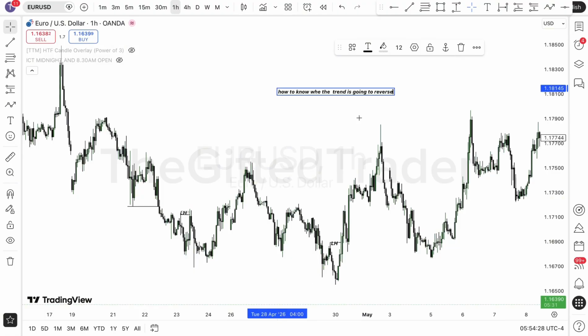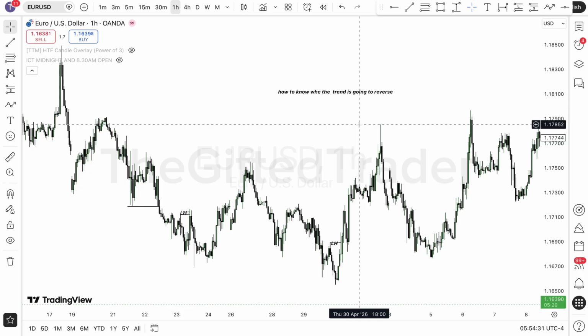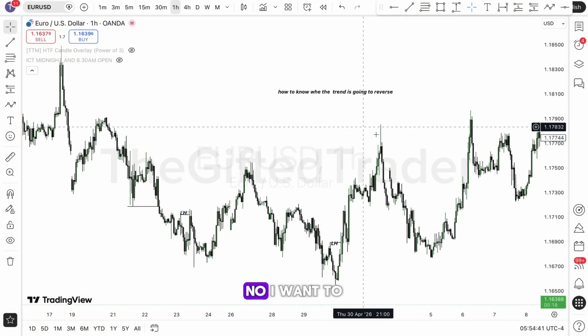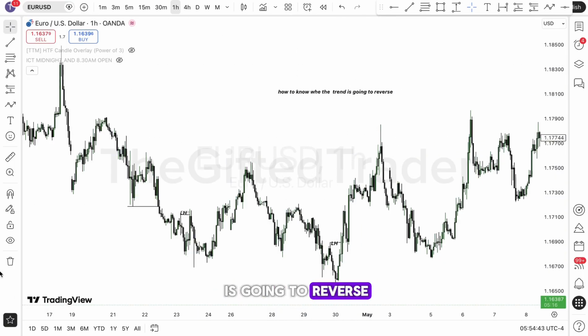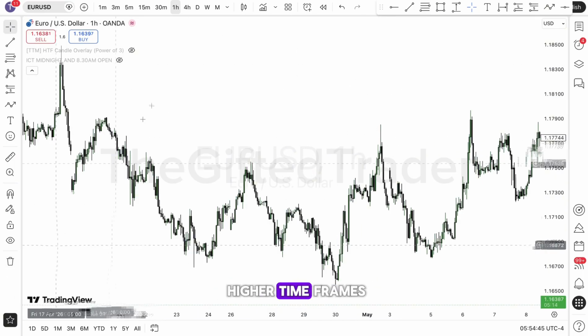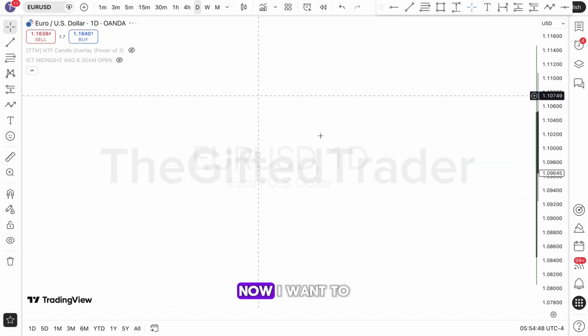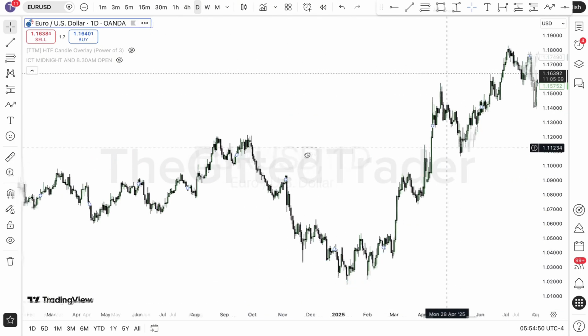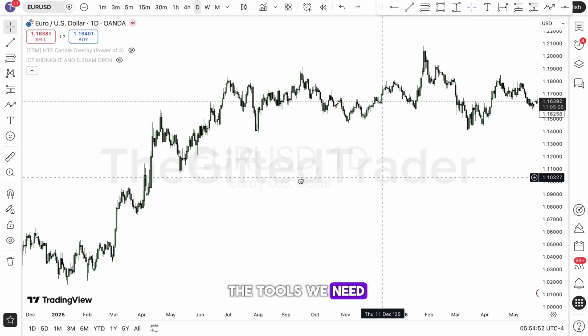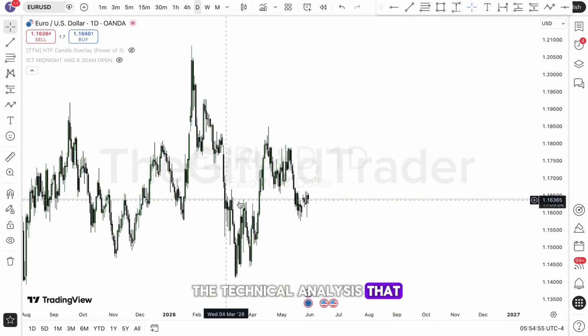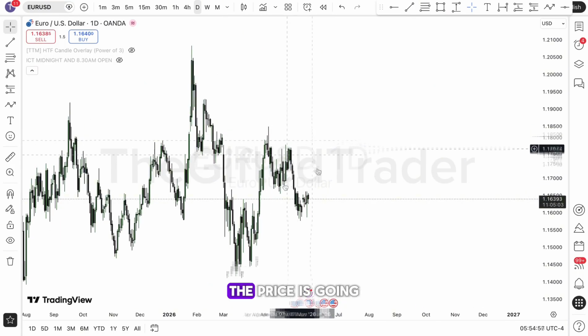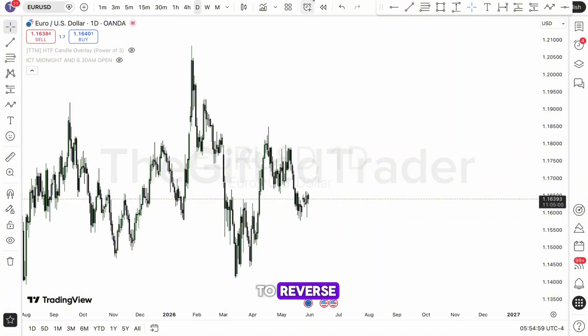Now, how to know when the trend is going to reverse? This will bring us to the higher time frames. Now, I want to teach you guys PDI rays. These are the technical analysis tools we will need to know when the price is going to reverse.